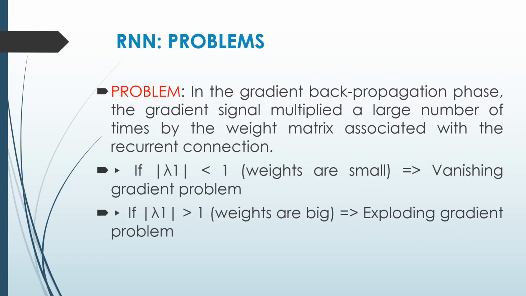While in principle the recurrent network is a simple and powerful model, in practice it is unfortunately hard to train properly. So what are the problems? In the gradient backpropagation phase, the gradient signal is multiplied a large number of times by the weight matrix associated with the recurrent connection. If lambda 1 is less than 1, it means the weights are small, so it has a vanishing gradient problem. The reverse of this is known as the exploding gradient problem. But what are the solutions? The solution can be understood simply, and in the next slide we have the solution.